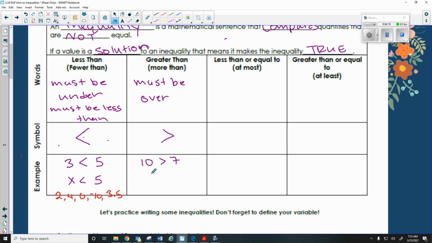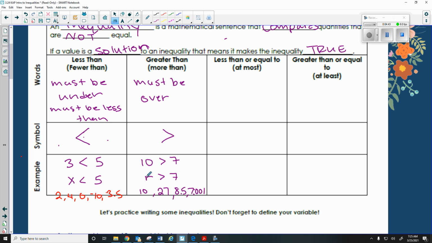Let's apply some variables to it. So r is greater than 7. What are some values that r could be? It could be 10. It could be 27. It could be 8.5. It could be 7.001. It could be so close, but that's still more than. But it can't be exactly 7, because 7 isn't greater than itself.